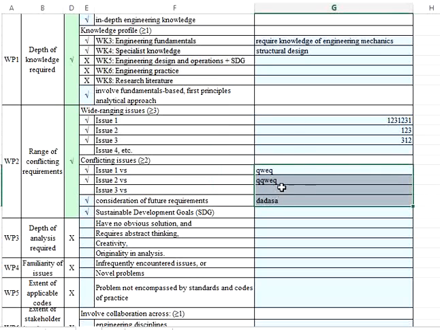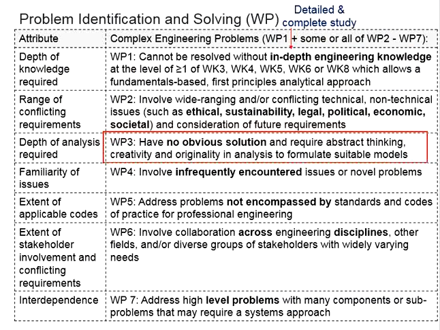Let's say now you only have the wide-ranging issue. There is no conflicting. We can still consider it as WP2. But if you do not fulfill the wide-ranging, and you only have two issues and they are not conflicting, now this is not WP2. With that, if you want WP2, you make sure all the necessary components are there. Next, we look at WP3.